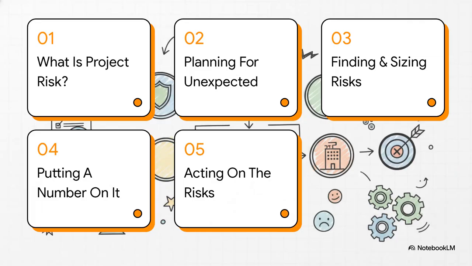We're going to journey through the 5 essential stages of managing project risk. We'll kick things off by figuring out what risk even is. Then we'll move into planning, finding, analyzing, and finally, actually acting on those risks. Think of this as our game plan for the next few minutes.